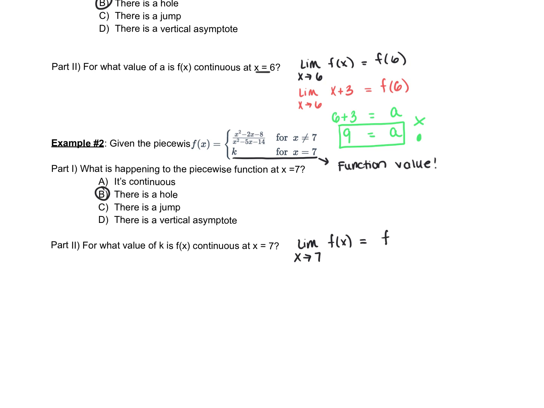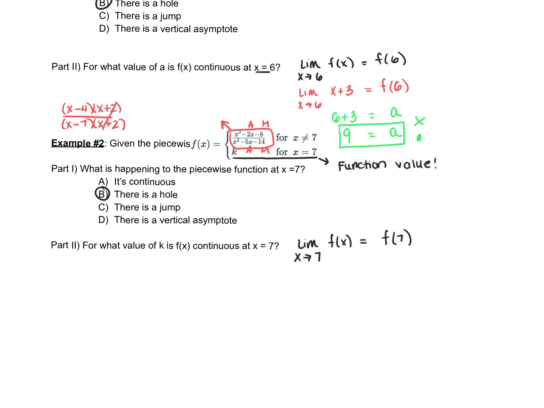So the limit as x approaches 7 of f of x must equal the function value, so f of 7. So before we can take the limit of this f of x, we have to see if there are any holes. So I'm going to factor the top and the bottom. For the top, what adds to -2 and multiplies to -8 is x minus 4 and x plus 2. And the bottom, what adds to -5 and multiplies to -14 is x minus 7 and x plus 2.